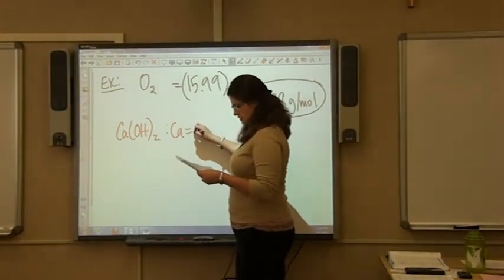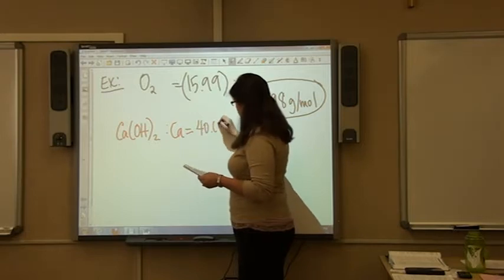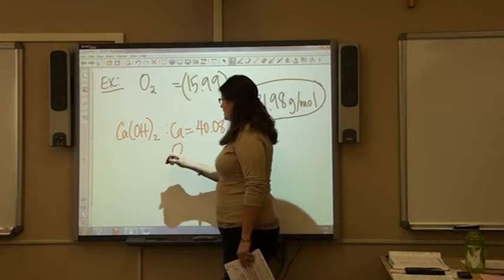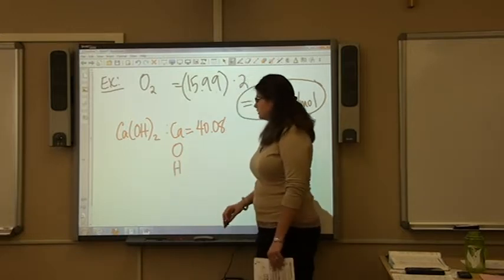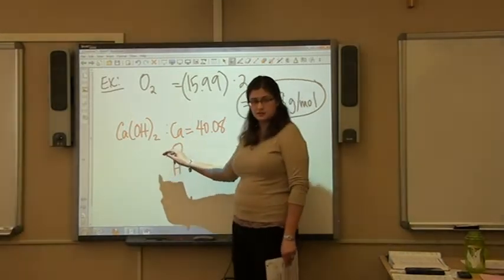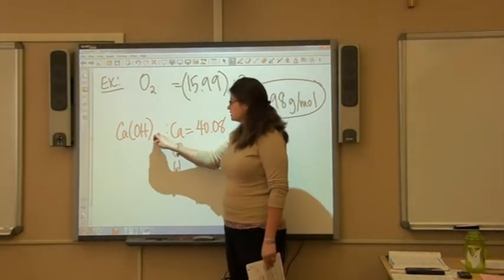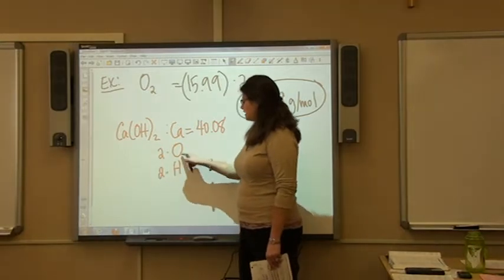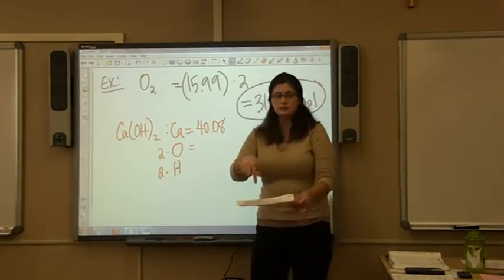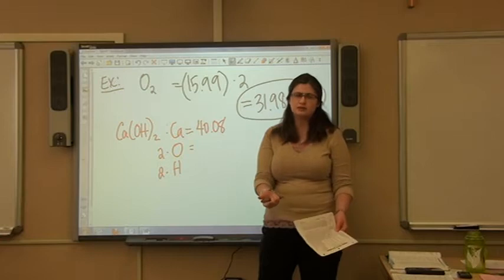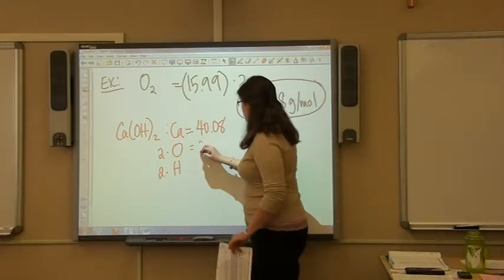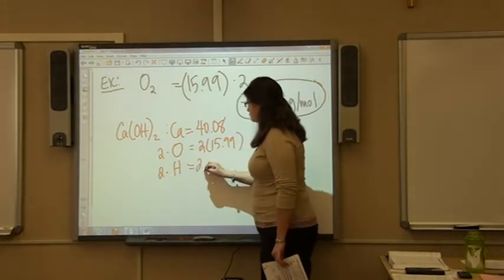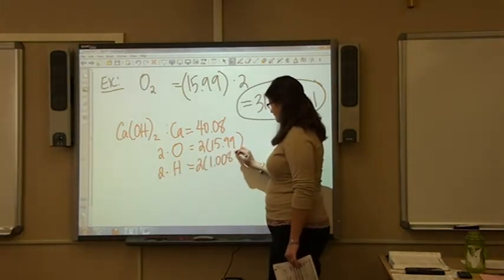Let's break each of these things down. We have calcium, 40.08. And then we have oxygen and hydrogen. But there are two oxygens and two hydrogens. That's what this bracket means. So whatever our oxygen and hydrogen mass numbers are from the periodic table, we have to multiply those by 2. So 2 times 15.99 and 2 times 1.008.